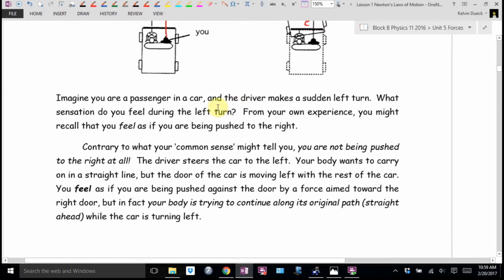So contrary to what your common sense might tell you, you're not being pushed to the right at all. The driver steers the car to the left. Your body, Newton's first law kicks in, wants to keep going in a straight line at a steady speed, but the door is moving left with the rest of the car. Your body runs into the door, which applies a force against you to turn you around the corner, to change your direction.